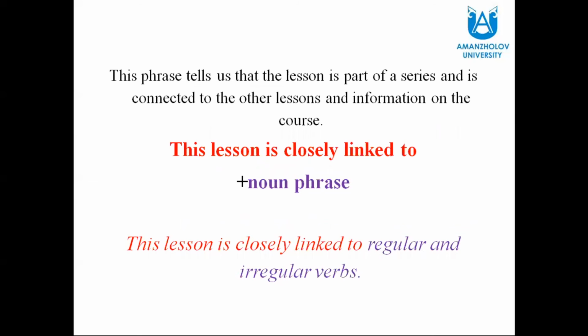This phrase tells us that the lesson is part of a series and is connected to the other lessons and information of the course. This lesson is closely linked to plus noun phrase. For example, this lesson is closely linked to regular and irregular verbs. After the phrase, regular and irregular verbs is a noun phrase. You can use this sentence when you explain past simple or present perfect and so on.